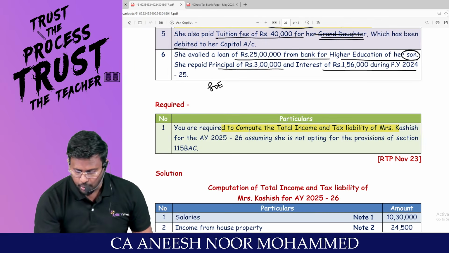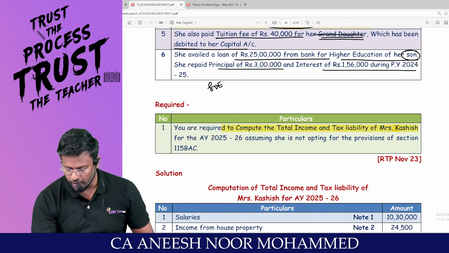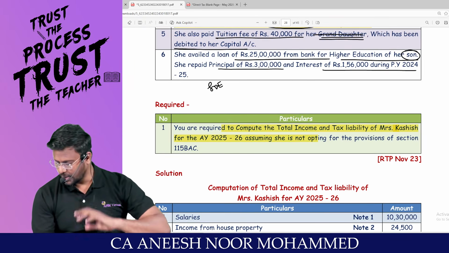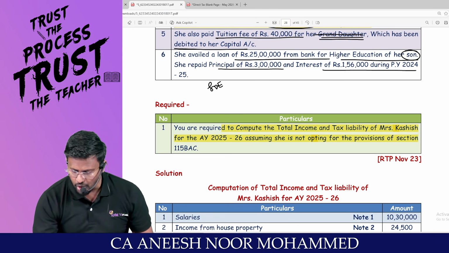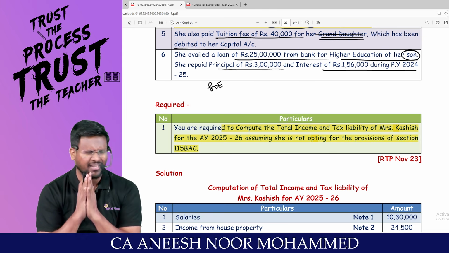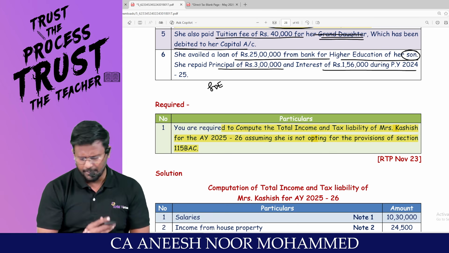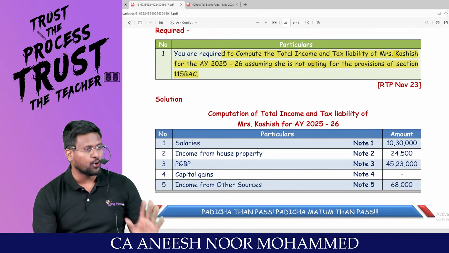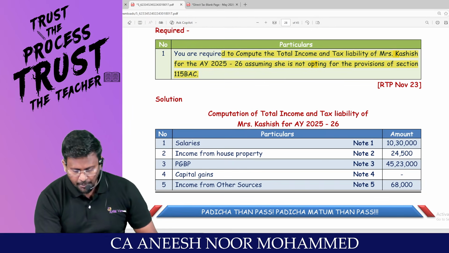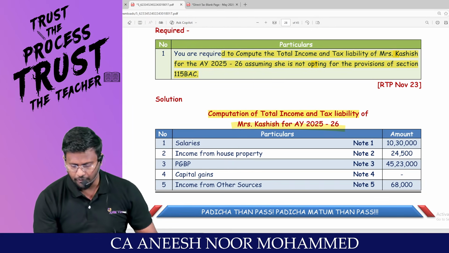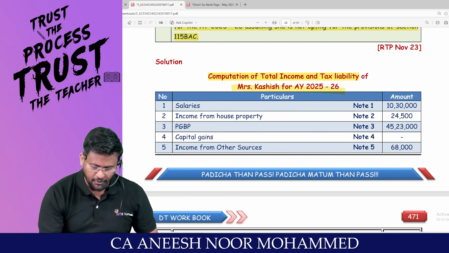Required. You are required to compute the total income and tax liability of Mrs. Kashish for assessment year 25-26, assuming she's not opting for the provisions of 115BAC. That means she's going to travel only through that. A straightforward, beautiful question. Can we knock it off? Computation of total income and tax liability of Mrs. Kashish for assessment year 25-26.